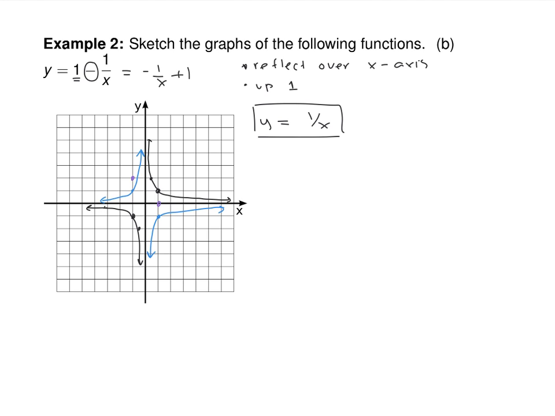So let's just draw it in as a dot. Usually they're drawn in as dotted lines. And make it pretty obvious your picture doesn't cross those things.